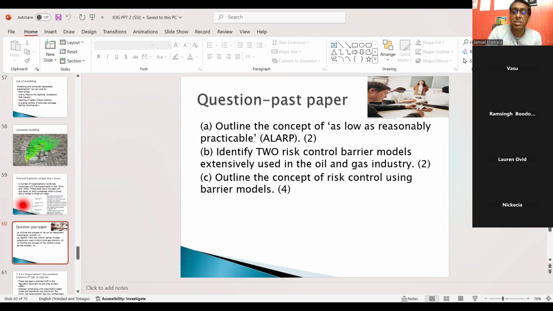The second piece here, part C, outline the concept of risk control using barrier models. When you say outline the concept, because you just identified the risk control barriers, you have to talk about them. Like, what is the bow tie left-hand side, cause and effect? What is the right-hand side? This is 4 marks, so you may have to get 2 points on each one.